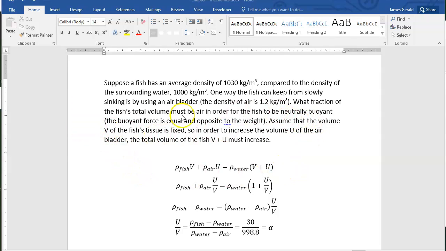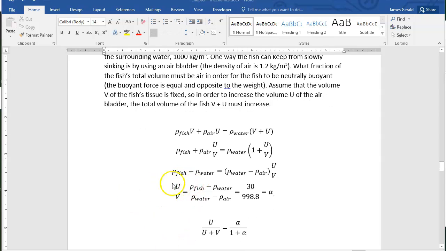And we don't know U and we don't know V, but we can solve for this ratio, right? I can divide through by V and I get rho fish plus rho air U over V equals rho water times 1 plus U over V. So I don't know U and I don't know V, but I do know U over V. And so I can calculate what U over V is. And I call that alpha.